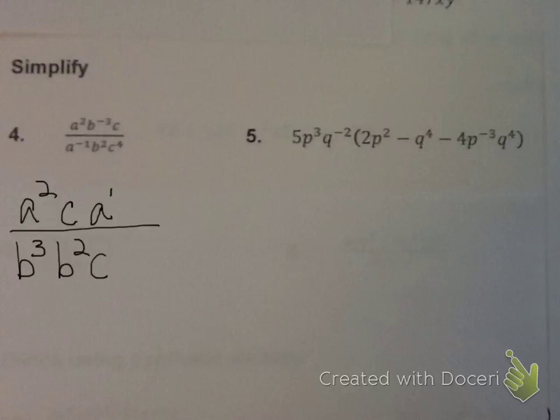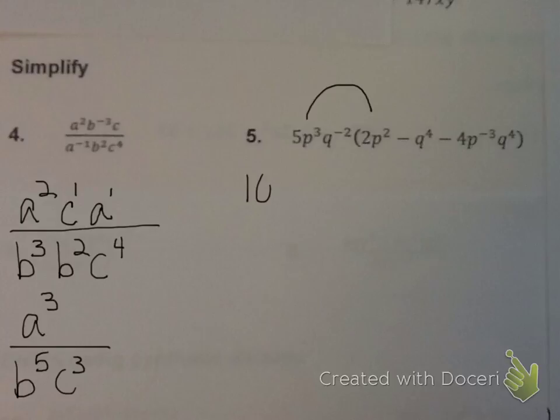First thing we have to do is make all of our exponents positive. The a squared is positive, so you leave it. The b to the negative 3, we have to move to the bottom to make it a positive exponent. The c to the 1 power is positive, leave it. A to the negative 1 is negative, so we have to make it positive by moving it to the bottom. And the c to the fourth and b squared are both positive, so we leave them.